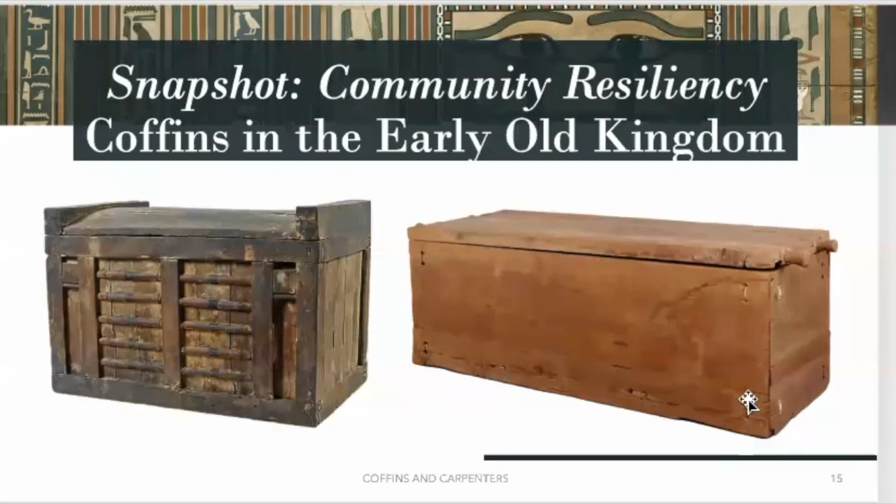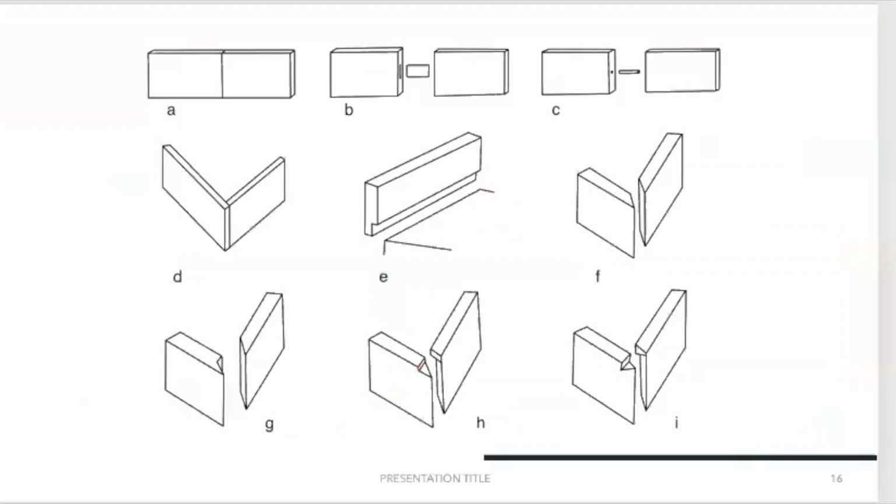The construction techniques used to create wooden coffins in this period varied considerably. So these are some of the different joint types used frequently in ancient Egypt. In the early Old Kingdom, some coffins were made very simply using what's referred to as a butt joint, where the piece is just a butt.